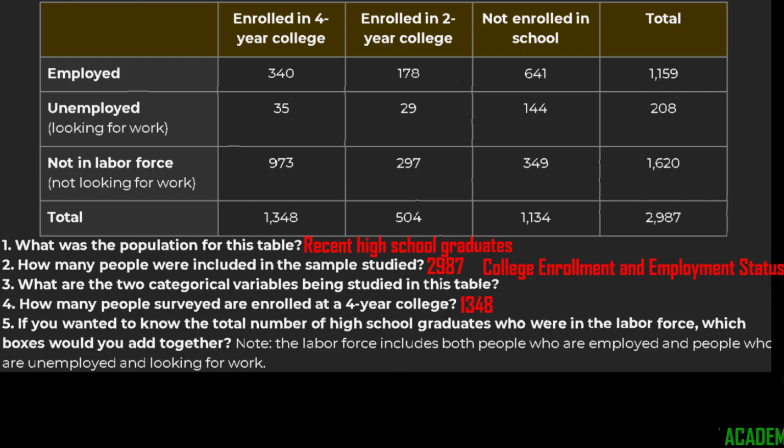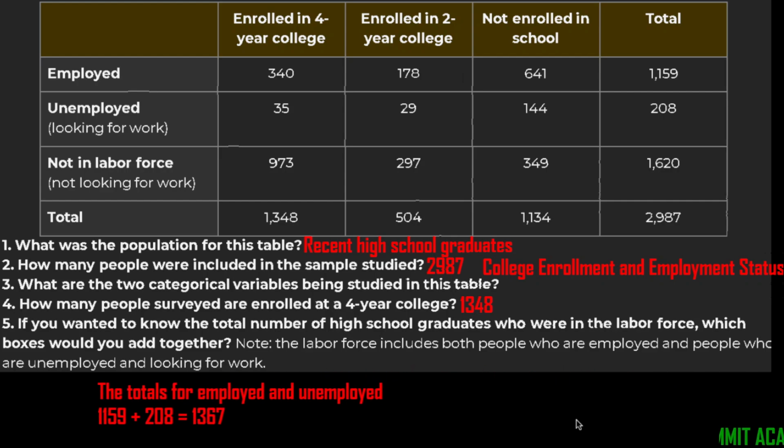So note the labor force includes both people who are employed and people who are unemployed and looking for work. So we're going to add together, let's see, what 2 numbers do we want to add here? We're going to say the people that are looking for work, so the total number of people that are looking for work is going to be 208, and the people that are employed, we're going to add those 2 values together. So it says the totals for employed and unemployed, which are the first 2 rows. Those are the totals that we're looking for. So we're saying 1,159 plus 208 is equal to 1,367.